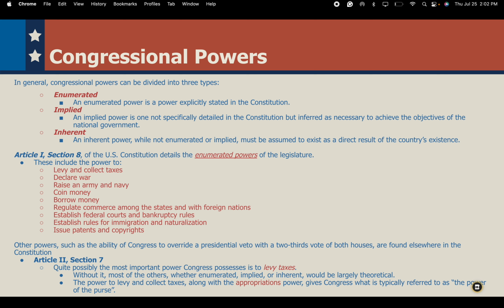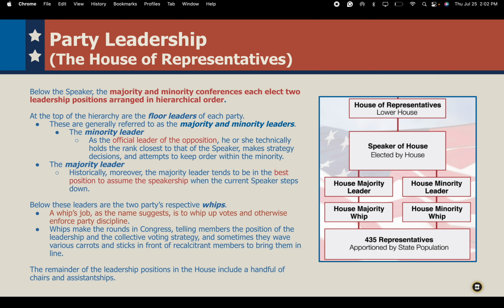The others are known as implied powers, which are not explicitly written, but they are implied with the way it was written through our interpretation of the Constitution. And then there are inherent powers, which are there because we have Congress. Like, we're going to have to do certain things, spend certain money, create certain rules just to have Congress exist, whether we like it or not. So enumerated, implied, and inherent.